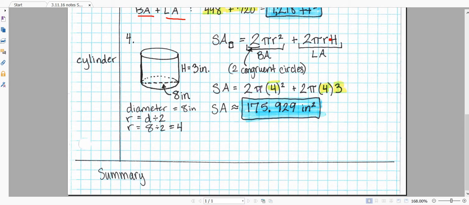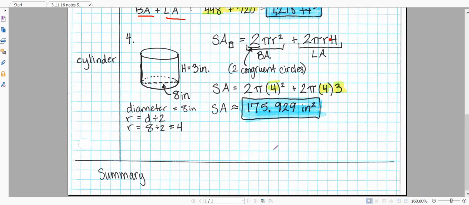2 times pi times 4 squared plus 2 times pi times 4 times 3. You can use the pi symbol in your calculator if you want to be the most precise in your calculations. If you don't have a pi symbol on your calculator, you can use approximately 3.14, and you can still get a nice estimate, a pretty accurate answer on your surface area for that cylinder.